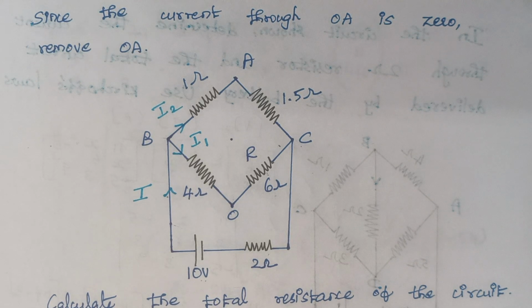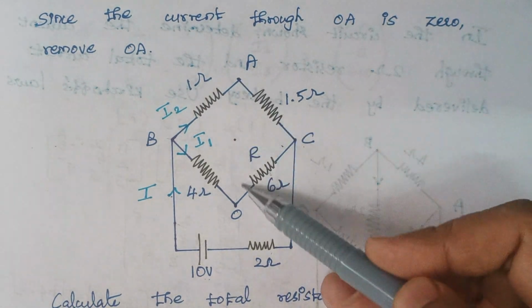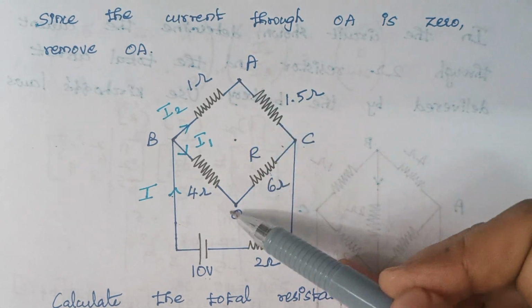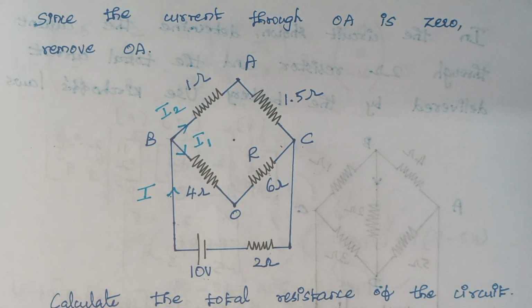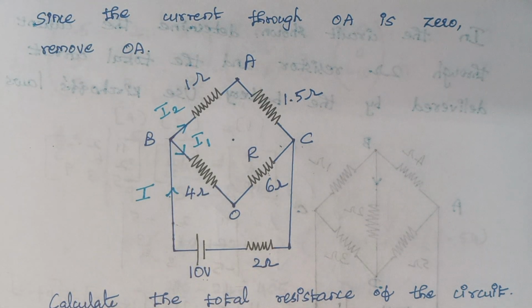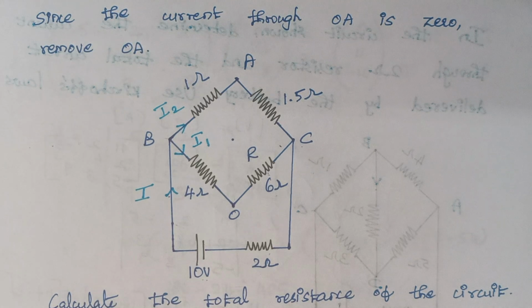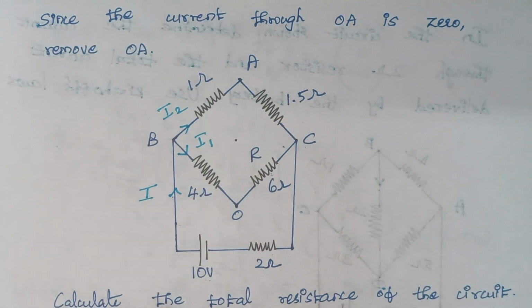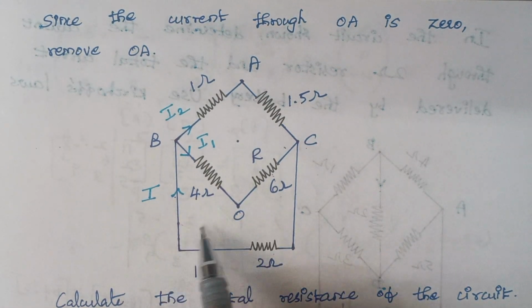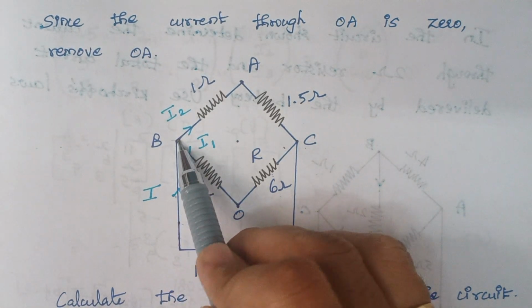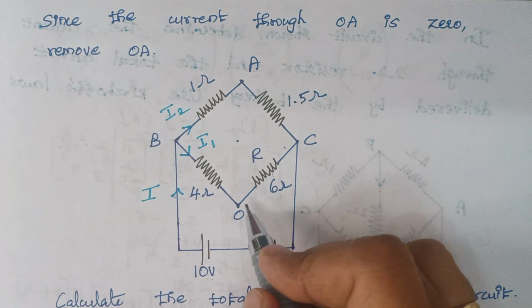So here, as they had told, the current flowing through this part OA is 0. So now in this diagram we are removing that resistance, and though the value is not given, if the current flowing through that part is 0, it is not going to create any impact, right? Therefore here the resistor is totally removed. And here we are assuming the total current supplied by this voltage source is I, and this I gets divided into I1 and I2 like this, right?